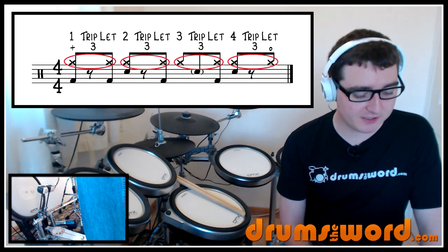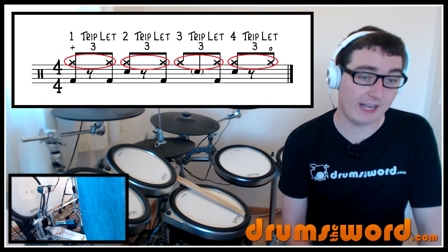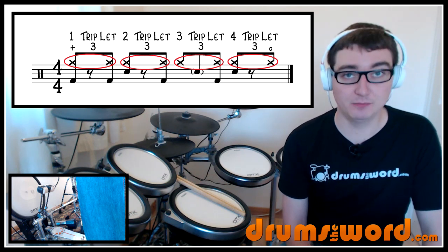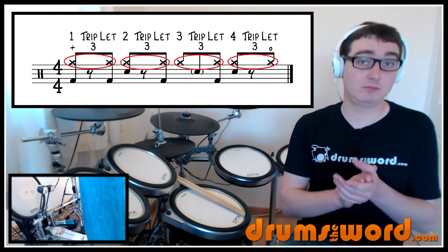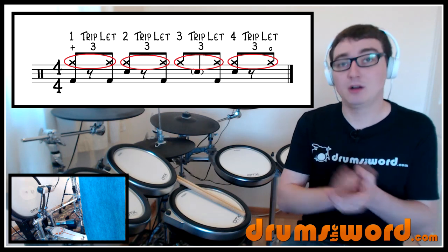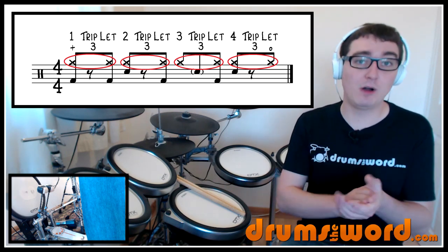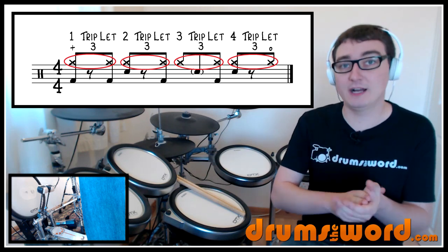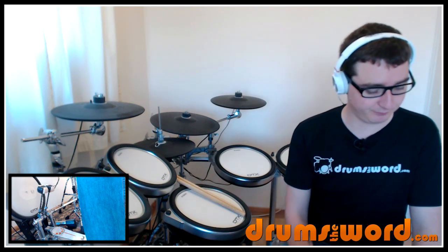Notice that we're playing the first and third note of each group of triplets on the hi-hat. As I mentioned earlier, drummers commonly call this rhythm the shuffle, and it sounds like this. Playing the first and third note of each triplet. 1 triplet, 2 triplet, 3 triplet, 4 triplet, 1 and 2 and da da da da da da da da da da da da da da da da. That's the rhythm called the shuffle.